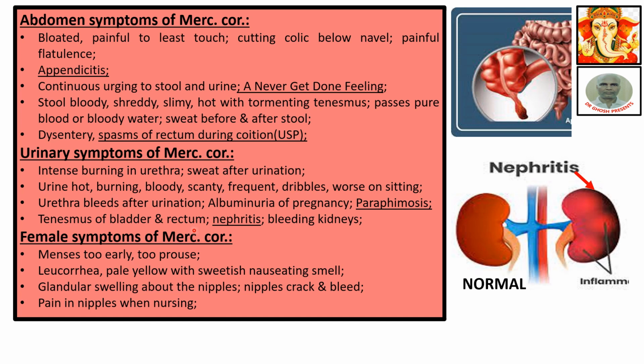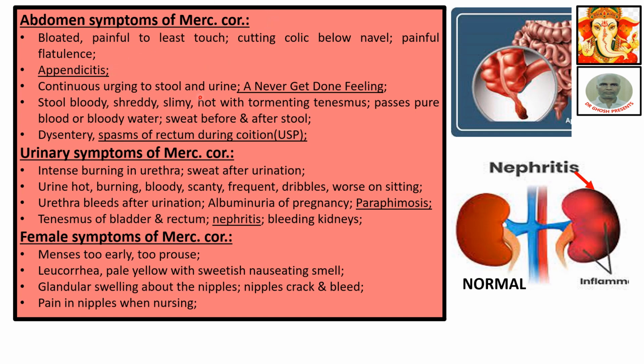Abdomen symptoms of Mercur: bloated, painful to least touch, cutting colic below navel, painful flatulence. Appendicitis. Look at this figure. This is the appendix swollen. This is appendicitis. You know, this is a very acute emergency disease. If it is not attended to immediately, the whole intestine may be infected and the patient may die. So this is an acute emergency situation. Generally, it is resolved through operative surgery. But there are medicines in homeopathy that can arrest this. One of the medicines is Merc.cor.